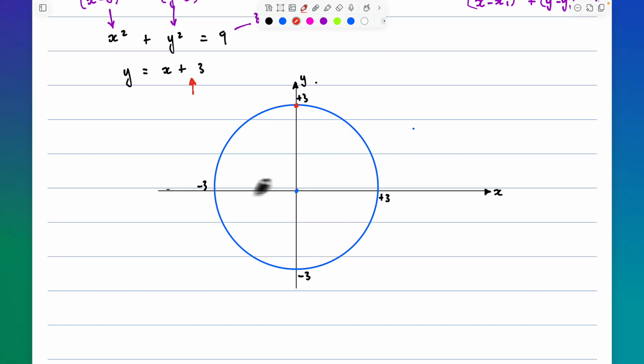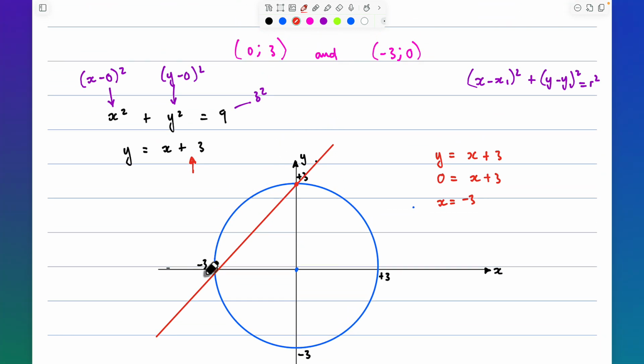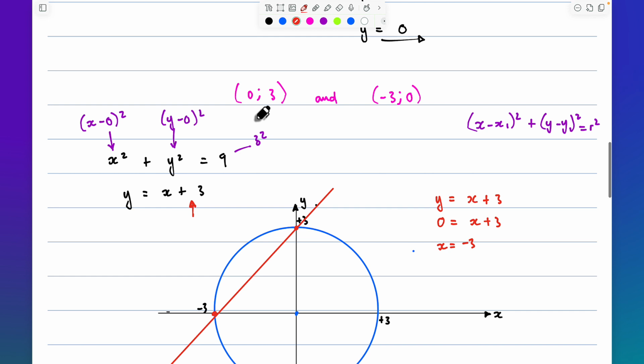So we know where it is on the y-axis. Maybe let's see where it's at on the x-axis. So we're going to take the equation, y is equal to x plus 3, and say, okay, on the x-axis, your y is equal to 0. So we're going to say 0 is x plus 3. Therefore, your x value is equal to negative 3. So this is the second point. So on the x-axis, your x is equal to negative 3. So your line actually is going to cross right there. Like that, right?